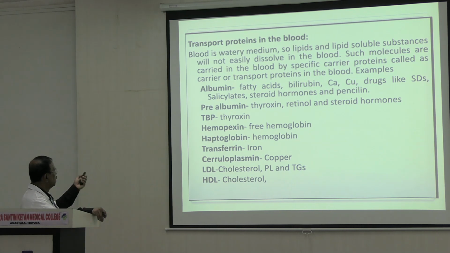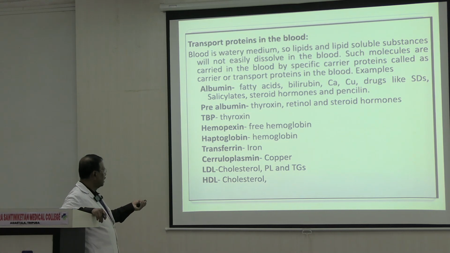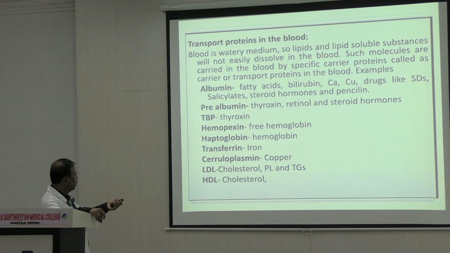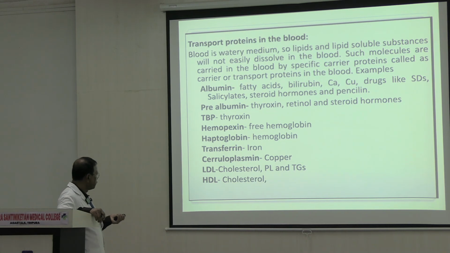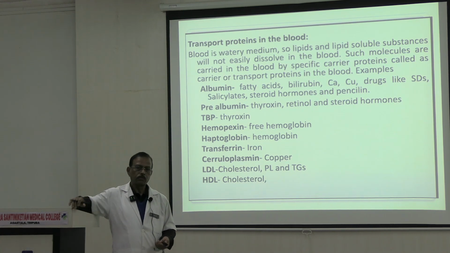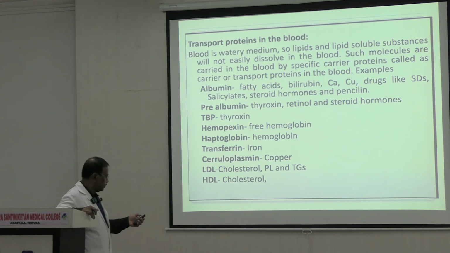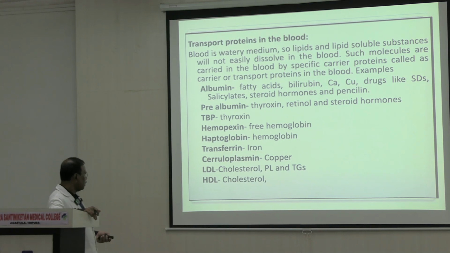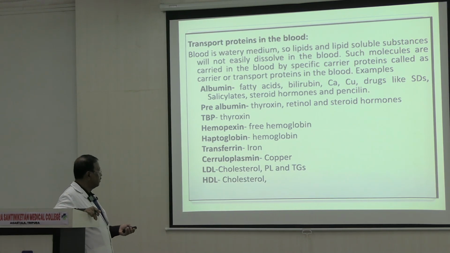Thyroid binding protein, hemopexin for free heme, haptoglobin for hemoglobin, transferrin carries iron, ceruloplasmin carries copper, LDL carries cholesterol and triglyceride, HDL carries cholesterol. HDL is called good cholesterol because it contains polyunsaturated fatty acid.